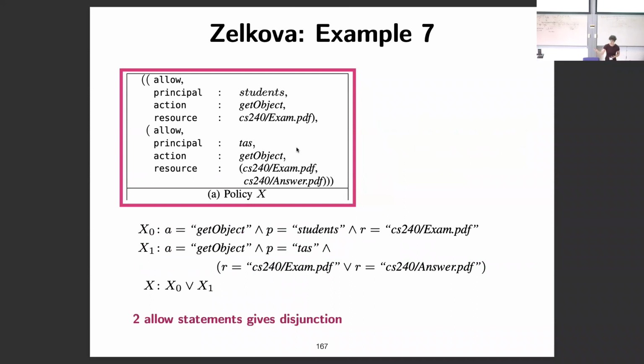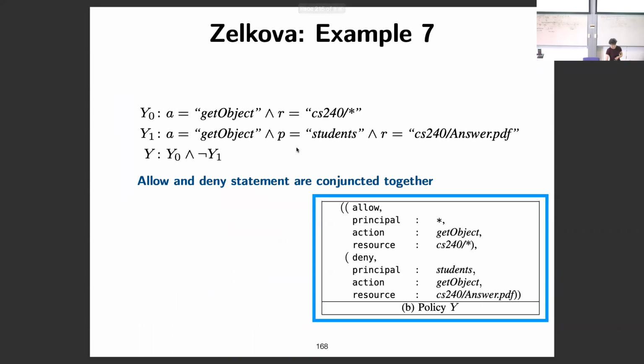So what we do is we turn these into formulas again. If we've got two allow statements, that's like a disjunction. If we've allowed the students and the TAs, clearly we want the or of those. We don't need to be a student and a TA to get access. And if we've got a deny statement, it's a conjunction. So if you've got a deny statement, that's conjoined with your allow statement.